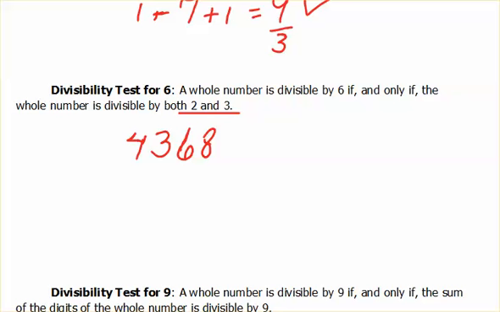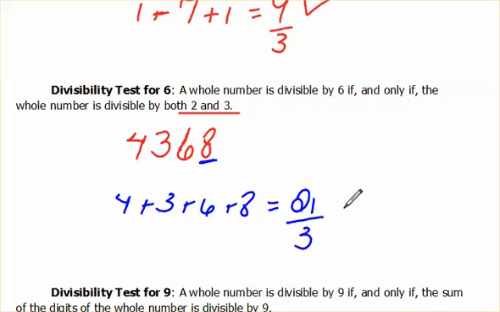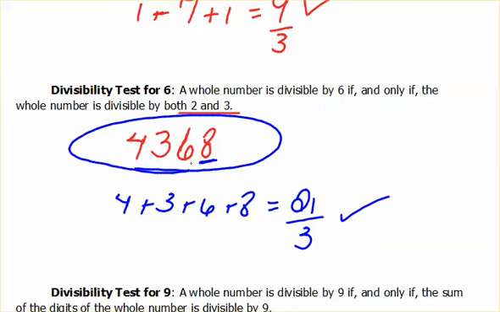So the first thing we would need to do is see, is it divisible by 2? Our answer would be yes, because that last digit is an even number, so we know automatically it's divisible by 2. Then, to figure out if it's divisible by 3, we could say, well, what is 4 plus 3 plus 6 plus 8? If I add all of those up, I get 21. And is 21 divisible by 3? Yes, it is. So since it's divisible by 2 and divisible by 3, this whole number is divisible by 6.